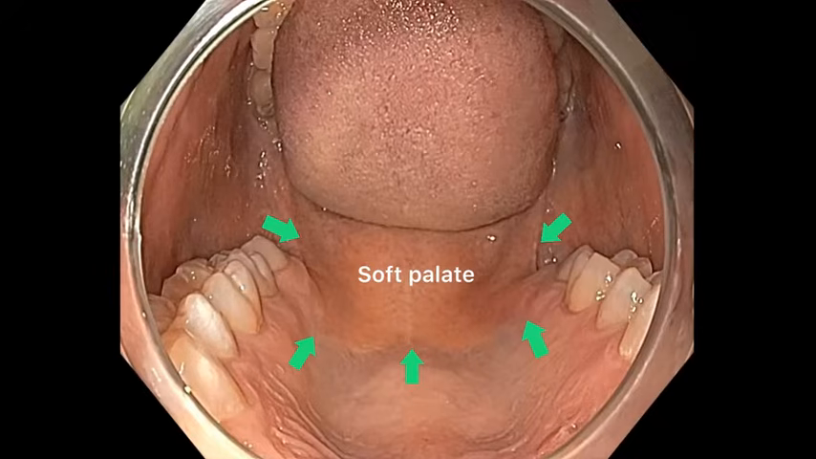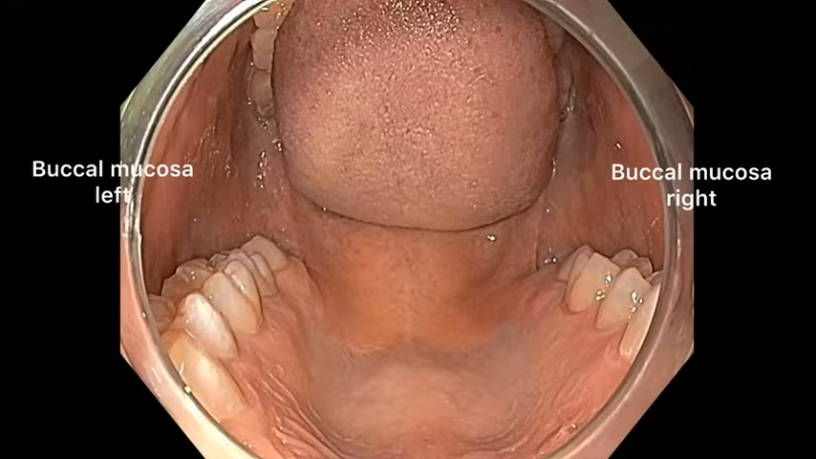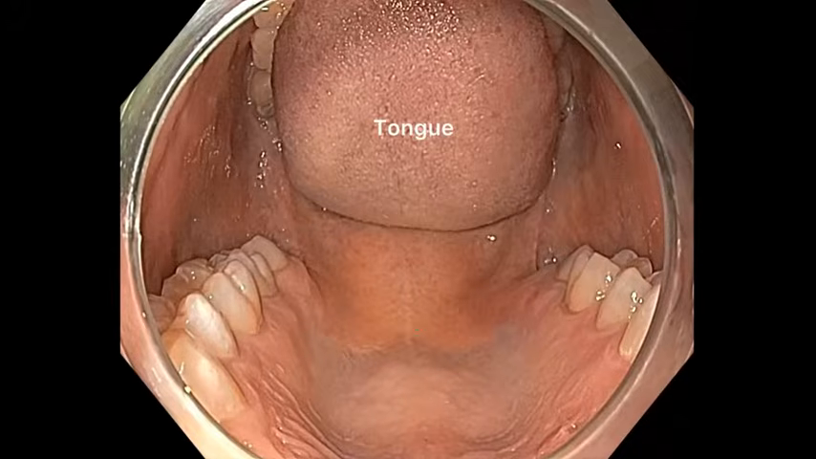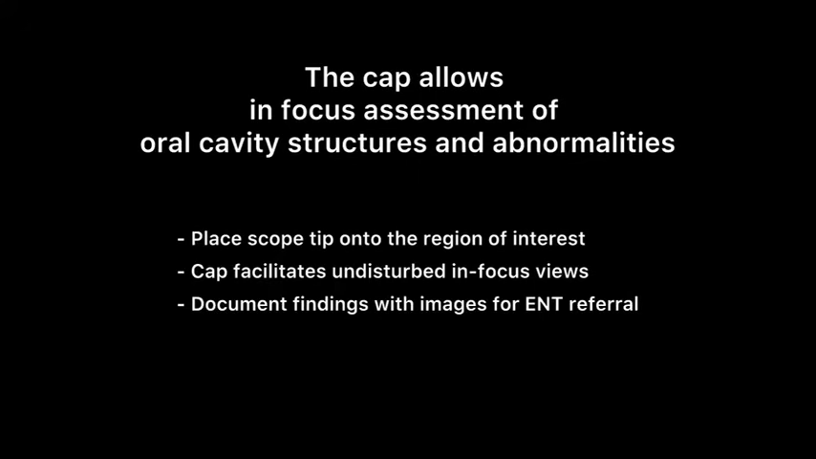This is the soft palate, hard palate, buccal mucosa right and left, tongue, molar teeth. The cap allows in-focus assessment of oral cavity structures and abnormalities. Place the scope tip onto the region of interest. The cap facilitates undisturbed in-focus views and helps document the findings for ENT referral.